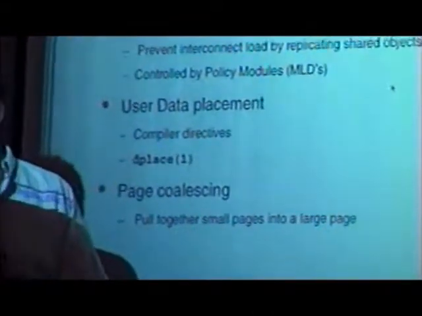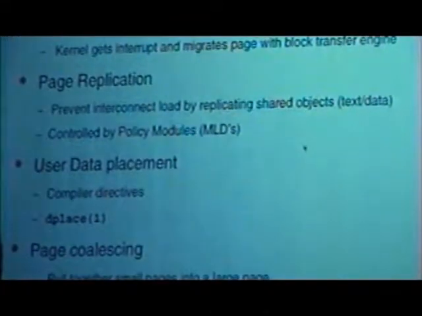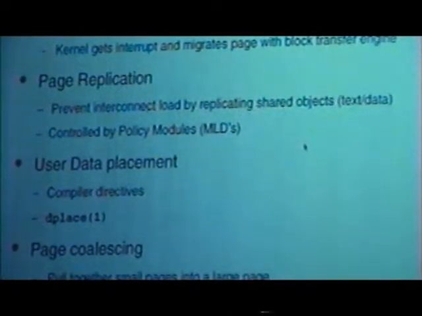Now there's another thing called page replication, and frankly that's been broken. The only thing replicated is the kernel. So there's a copy of the kernel on every node board. So if I take an interrupt, the interrupt handler for the kernel is on my node board. I do not have to go across routers to get to that code.